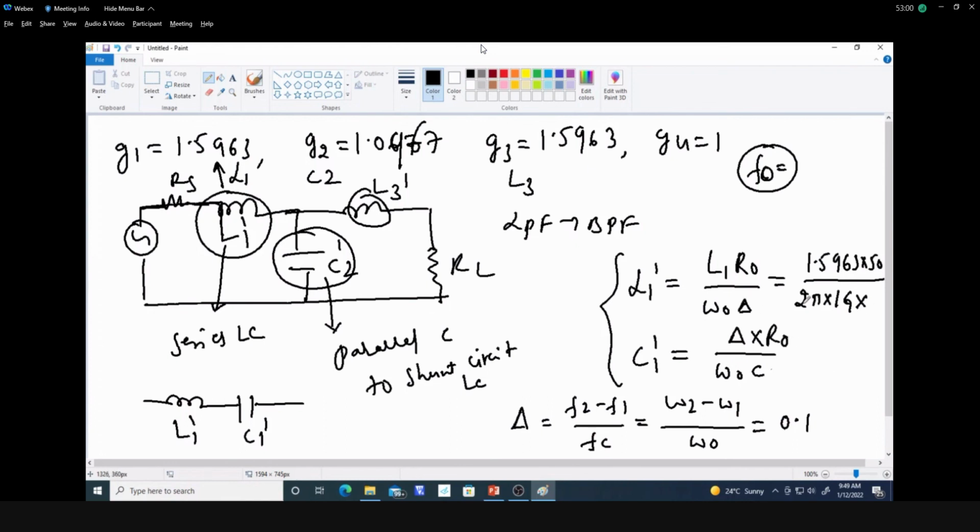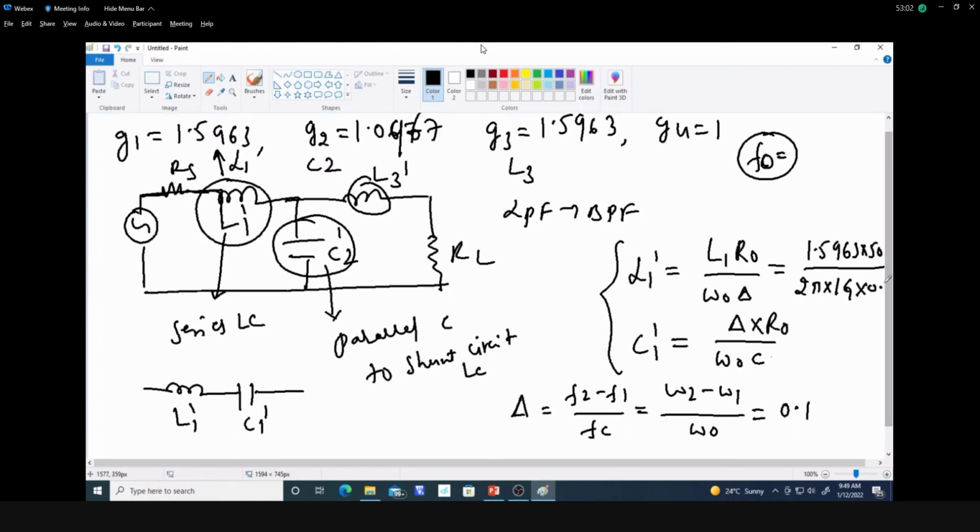So now substitute the same thing here. 10% is nothing but 0.1. By putting all these values, we can find out what L1 dash is, and similarly C1 dash. Try to do it and find out the value.